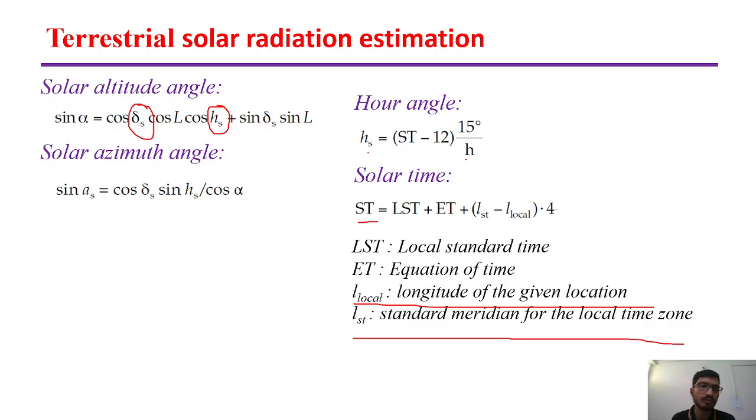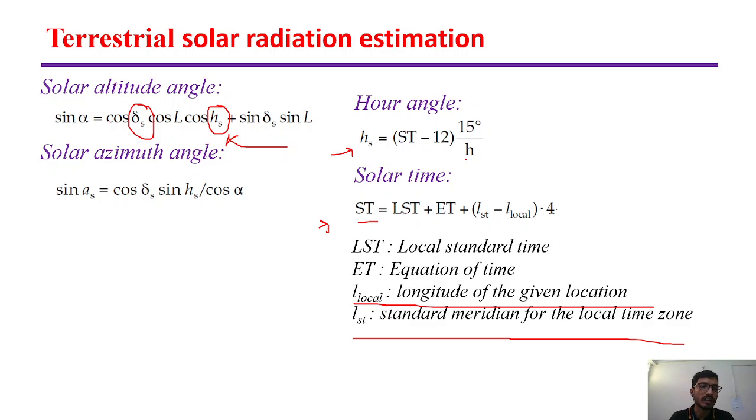So one thing is, for solving any numerical, we have to know what particular parameters are required. First we have to calculate the values for these particular parameters. Once we are able to calculate the solar time, then we can calculate the hour angle. Based on the hour angle, we will be able to calculate the value for sin alpha, the solar altitude angle alpha.